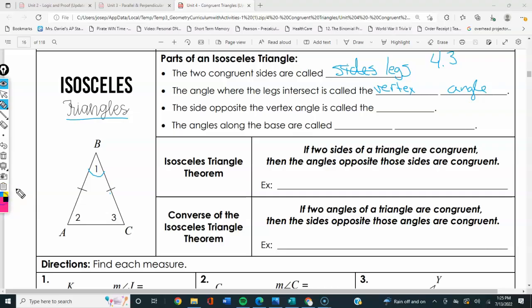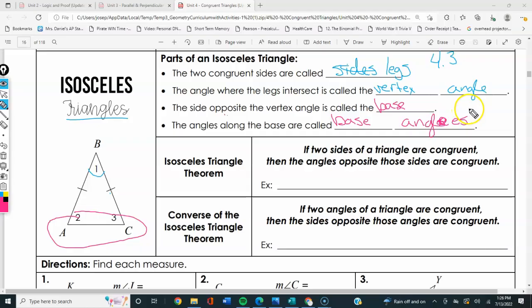Now, the side opposite the vertex, this one down here at the bottom, that makes up the base. And both angles on it are called the base angles.